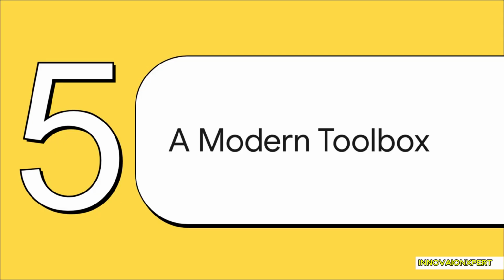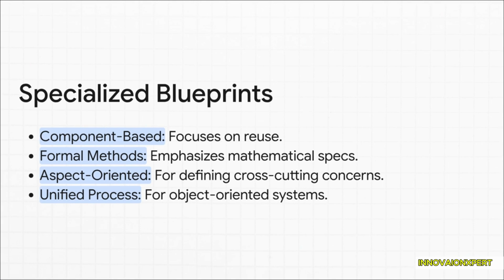So, where does all this leave us today? Well, today, developers don't just have one or two blueprints, they have a whole toolbox full of specialized models to choose from. And what you see here is just a tiny peek into that toolbox. You've got things like component-based development, which is kind of like building with pre-made Lego bricks to make things go faster. Then you have formal methods, which use some seriously heavy-duty math to actually prove a system is safe, for things where failure is not an option, like flight control software. The main takeaway here is that the modern toolbox is huge, and it gives teams the power to pick exactly the right tool for the job.